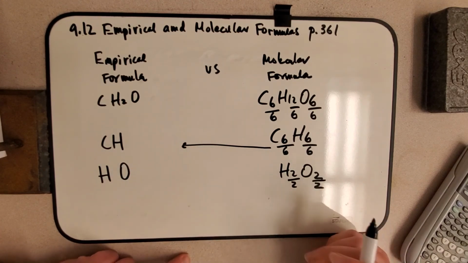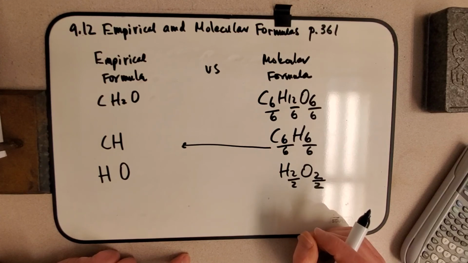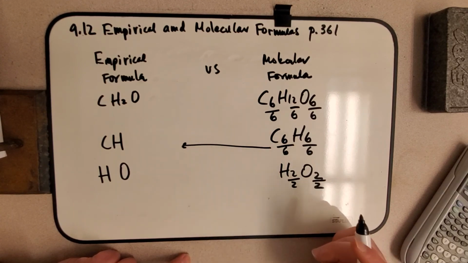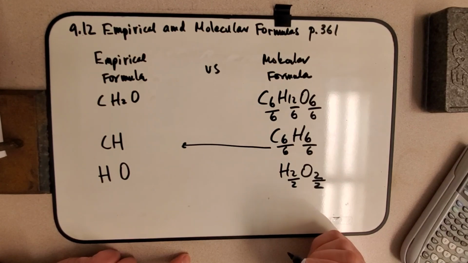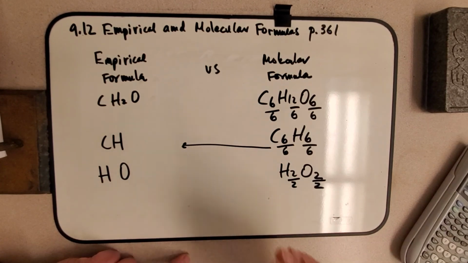So this is the way, guys, we get from molecular formula to empirical formula: by finding the common factor by which we can divide each element in this particular substance to get the smallest whole number ratio, which is defined as the empirical formula.